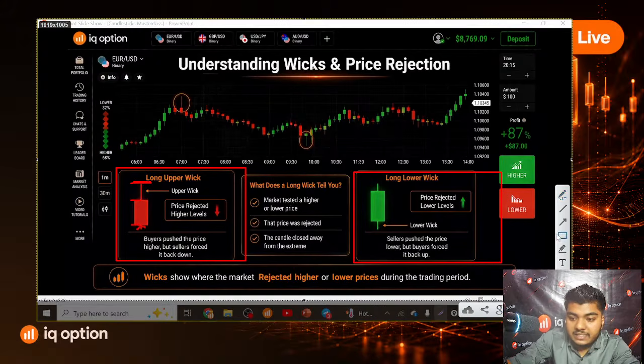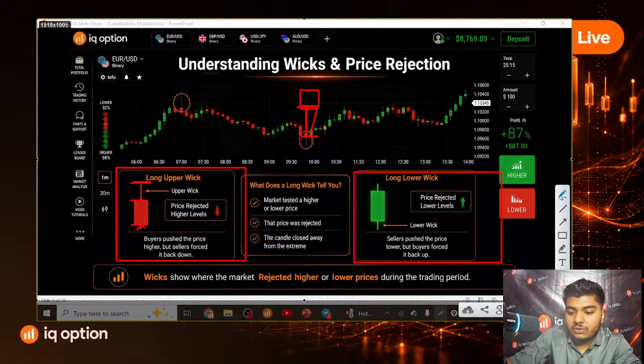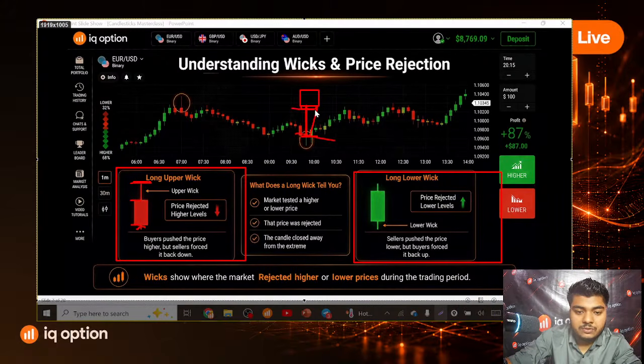Price is rejected in some areas. Like if this is a red candle and it goes down, down, down, and exactly from here it got rejected, that simply means from here to here buyers are very much stronger. That's why they push the price up to here and the candle closes. That simply means buyers put too much pressure from this point to this point.